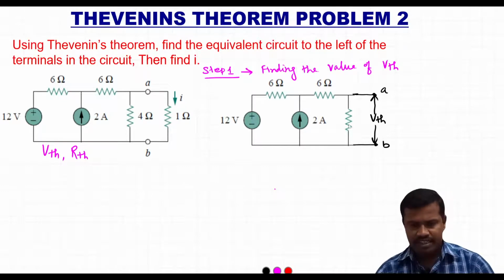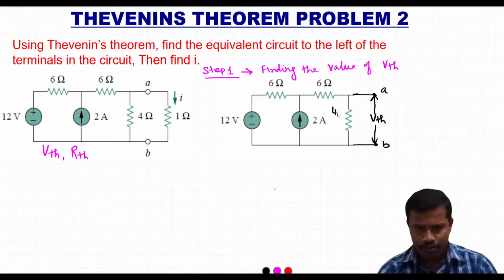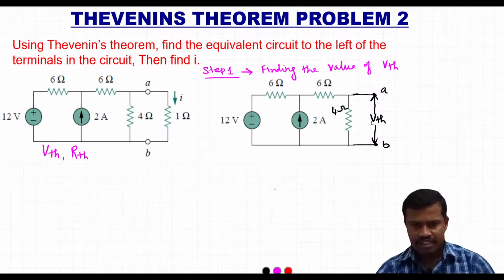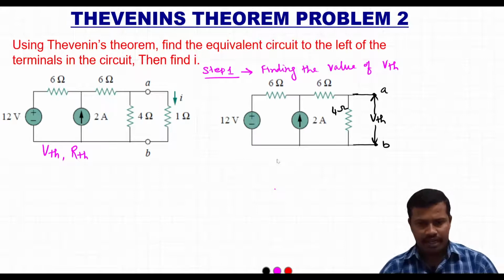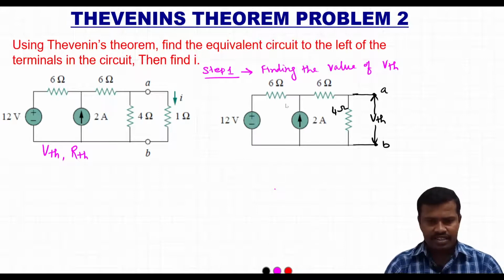Now when we see in this circuit, this is the 4 ohm resistor. The VTH is equal to the voltage drop across this 4 ohm resistor. To find out the voltage drop across this 4 ohm resistor, we will use Kirchhoff's current law and nodal analysis. To use Kirchhoff's current law, we need to mark the junctions. This is the first junction and this is the second junction.